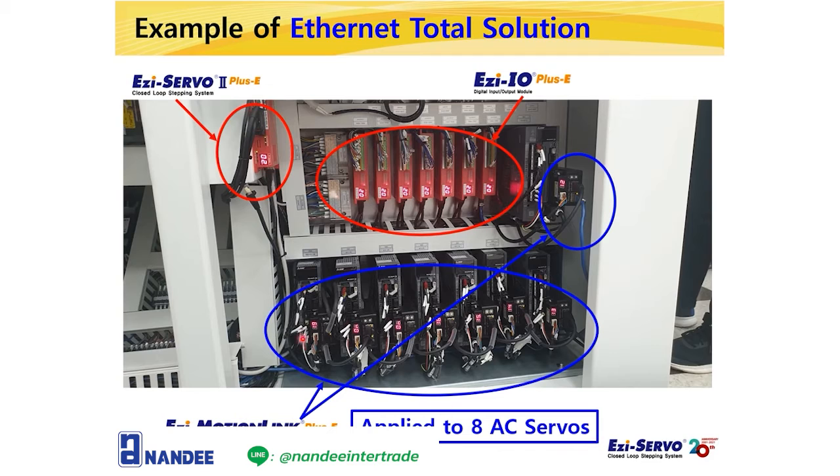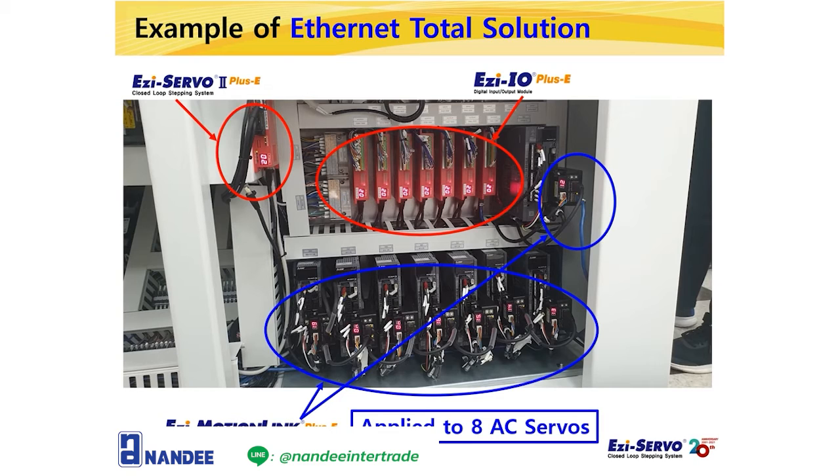EZ MotionLinks are connected by daisy chain using Ethernet ports, and they are also connected with EZ Servo 2 plus E and EZ-IO plus E of FASTECH by daisy chain through Ethernet communication. With simple wiring, AC servo and EZ servo can be driven by one Ethernet network at the same time. At this machine, I/O module is also connected.